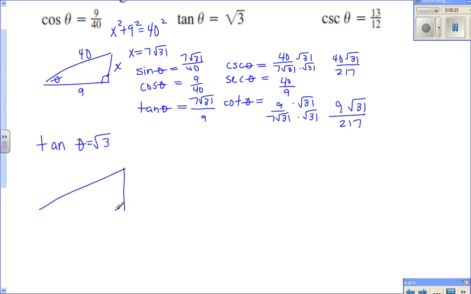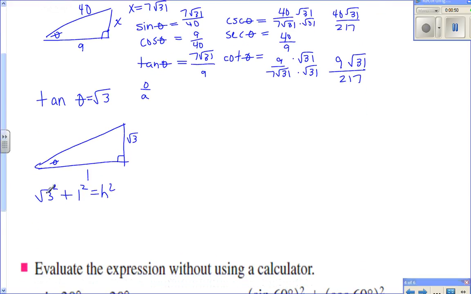So again, we have this triangle. We know tangent is opposite over adjacent. So we would have the opposite, which is the square root of 3, over the adjacent, which is 1. So again, when we do Pythagorean theorem, we'd have the square root of 3 squared plus 1 squared equals the hypotenuse squared. So square root of 3 squared is just 3, plus 1 squared is 1. So we would get h squared equals 4, which means our hypotenuse is going to be 2.